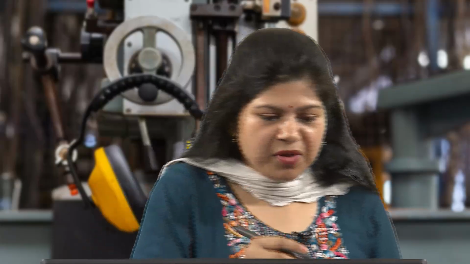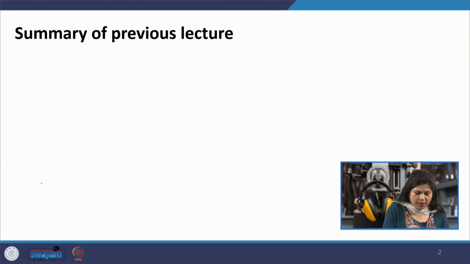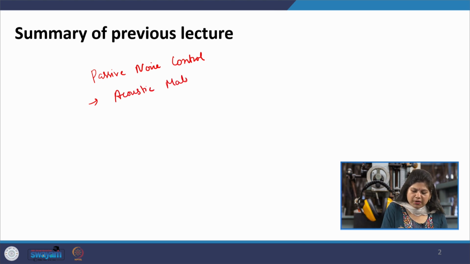So far we have begun our discussion on what is passive noise control, and in passive noise control usually materials are used for path modification. So, the various kinds of acoustic materials that are used could either be absorber acoustic materials, or they could be barrier materials.